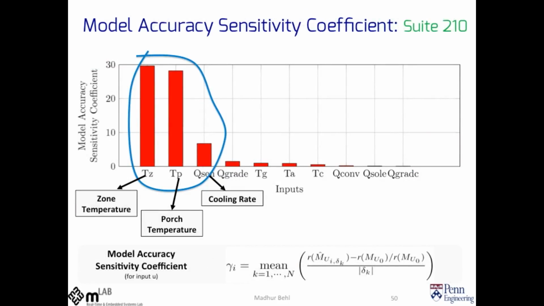So that's exactly what we do. We define a model sensitivity coefficient, which is just the ratio of the expected change in the accuracy of the model that you would see for every 1% of bias that you introduce in that particular data set. And we find out for this zone that some of the sensor values are extremely sensitive and affect the accuracy a whole lot more than some other measurements like outside temperature or ground temperature or some convective or radiative heat gains.